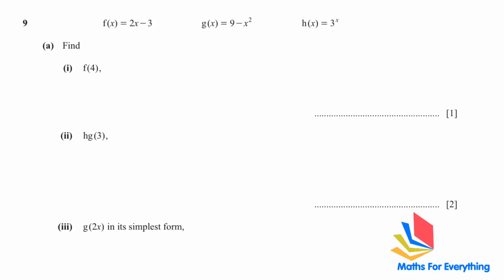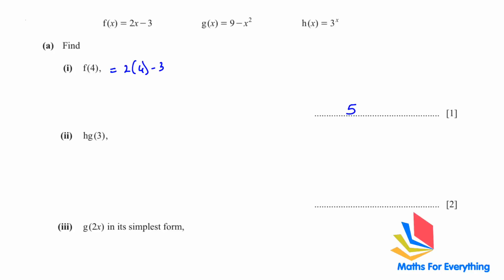Question number 9 is a function question. We have been given 3 functions. Part A, find f of 4. So f of x is here. In place of x, we are going to replace 4. That's it. And you will get your answer 5.